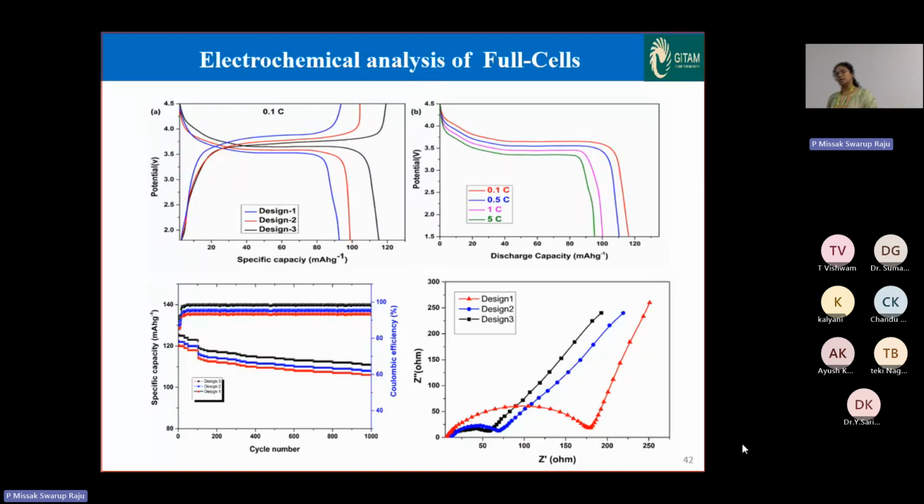For the same three designs, the Nyquist plots are also shown. There too, in design 3, the lowest resistance value is obtained. So automatically, high conductivity is there in design 3.